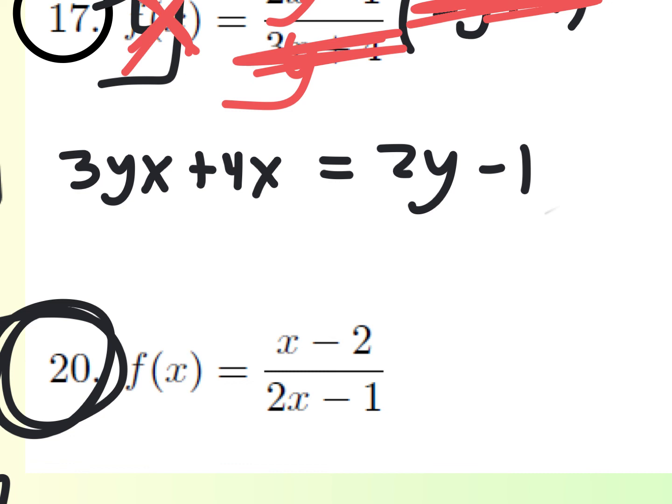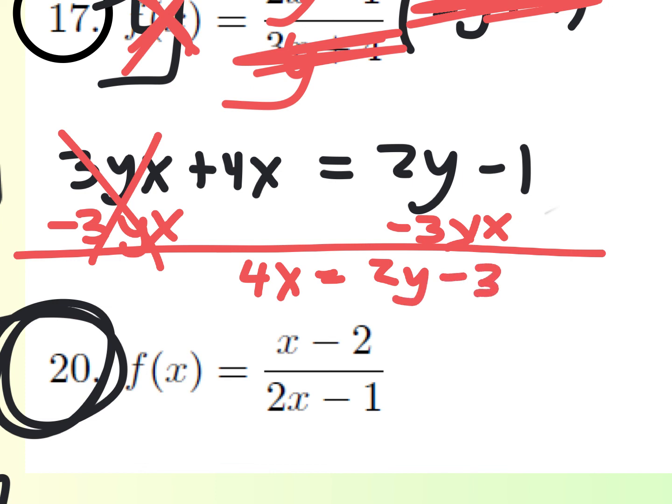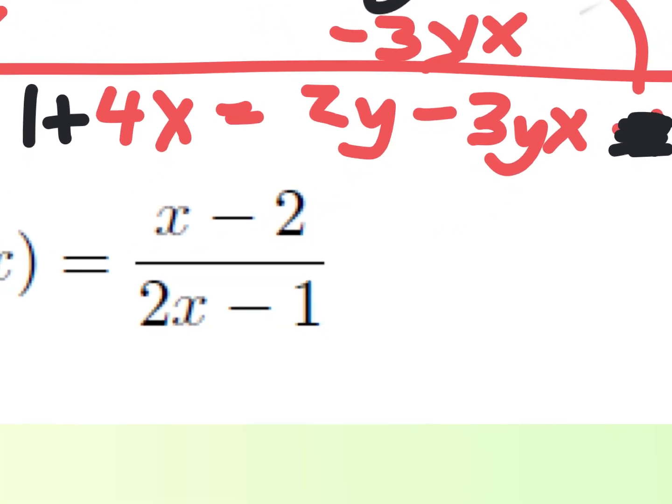If I hadn't said anything, I'm afraid too many kids would have just been completely lost. So I'm going to go a little further. Those cancel. 4x equals 2y minus 3yx. And then there's a minus 1 still. So let's get rid of that by adding 1 to both sides. That'll basically just move that over there. Instead of a minus 1, it'll be a plus 1.